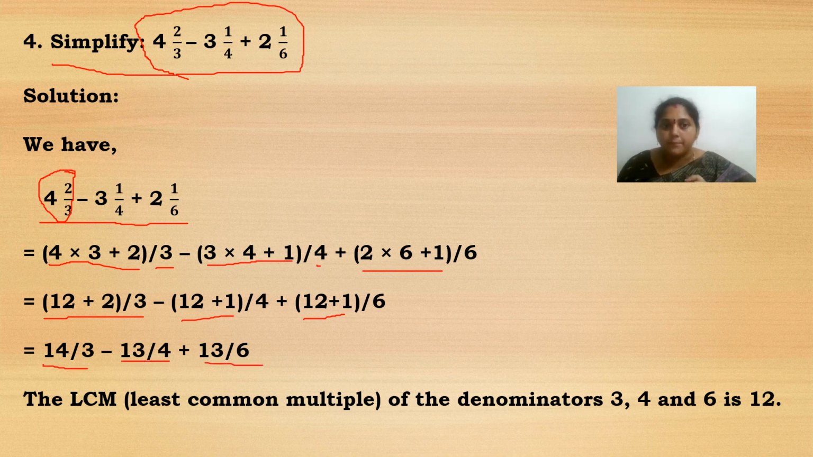Now if you compare our denominators here, what are our denominators? 3, 4 and 6. All the denominators are different. Now what do we have to do? We have to find the least common multiple of the denominators 3, 4 and 6. I can tell you it is directly 12. How did we get that 12?